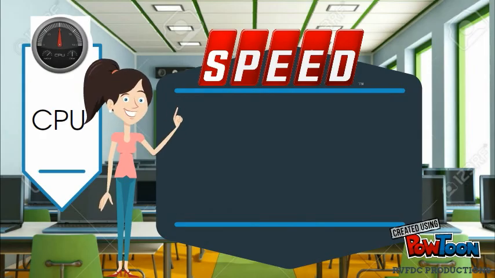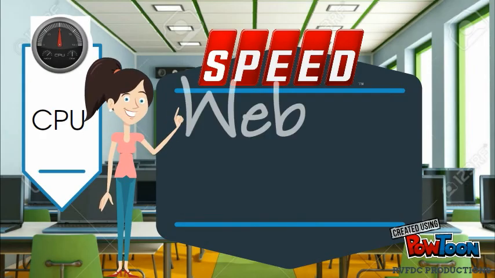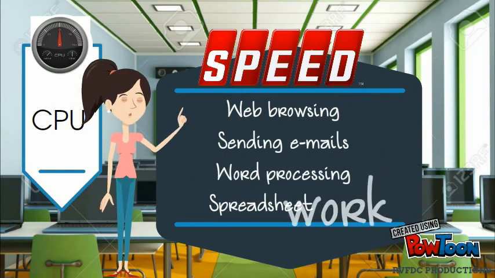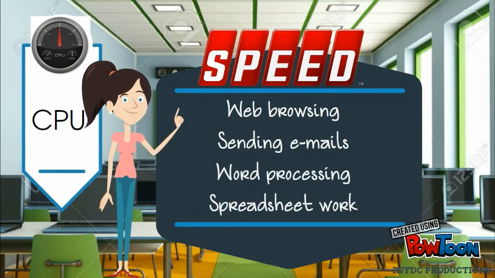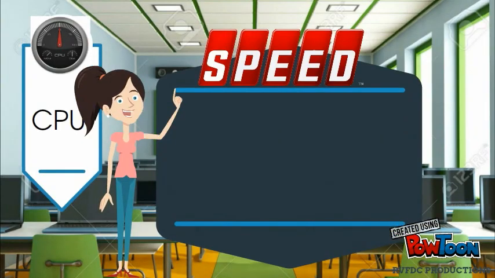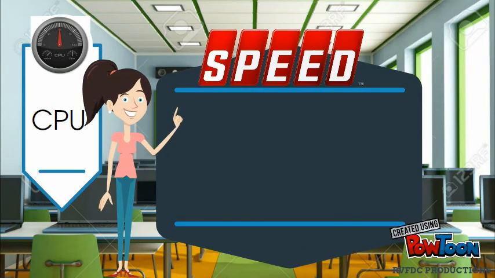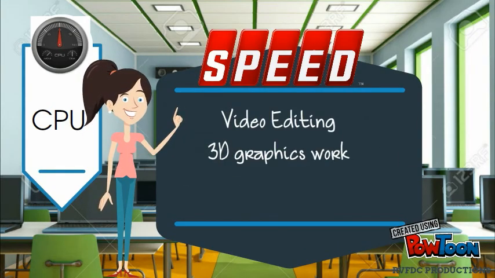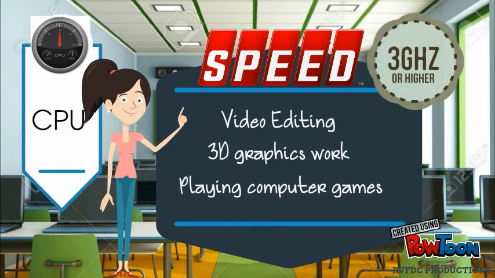However, for most computing tasks, including web browsing, sending emails, word processing, and spreadsheet work, any processor running at 2 GHz remains perfectly sufficient. But for applications such as video editing, 3D graphics work, and for the majority of power users such as playing computer games, higher processor speed is highly required.